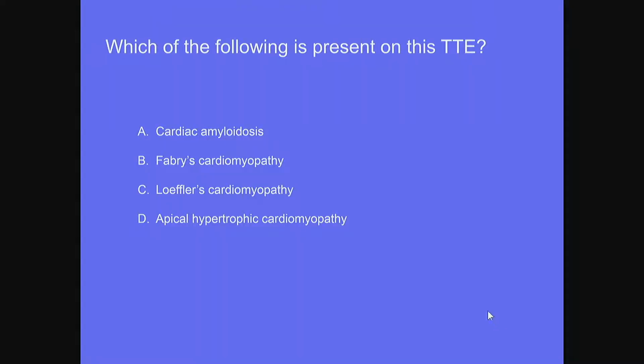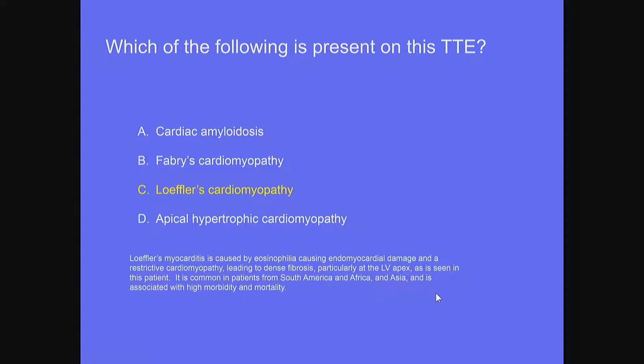Which of the following is present on this transthoracic echo? A, cardiac amyloidosis. B, Fabry's cardiomyopathy. C, Löffler's cardiomyopathy. D, apical hypertrophic cardiomyopathy. The correct answer is C, Löffler's cardiomyopathy.